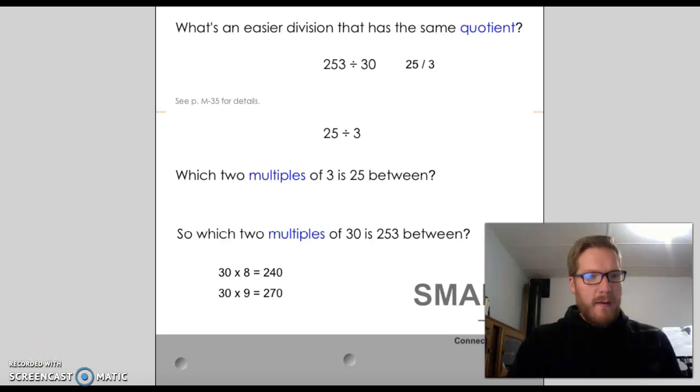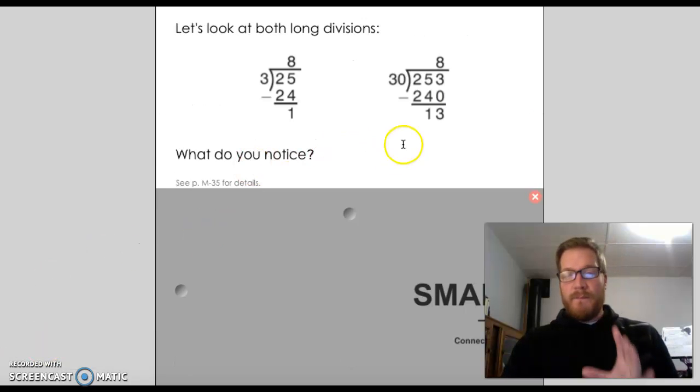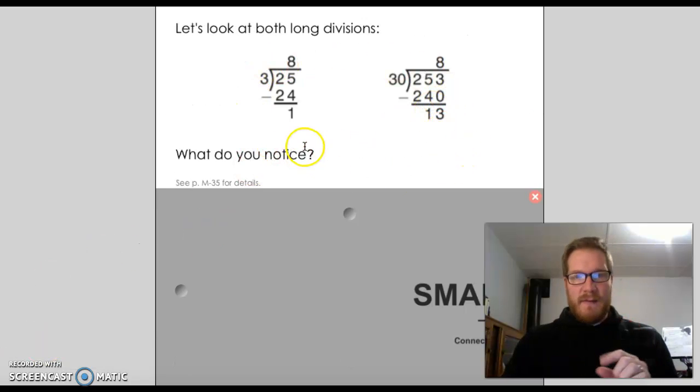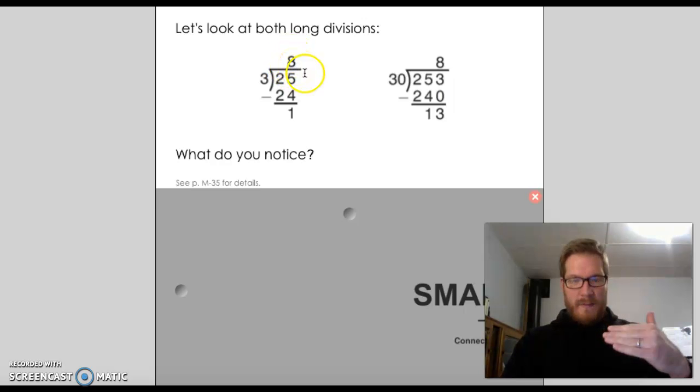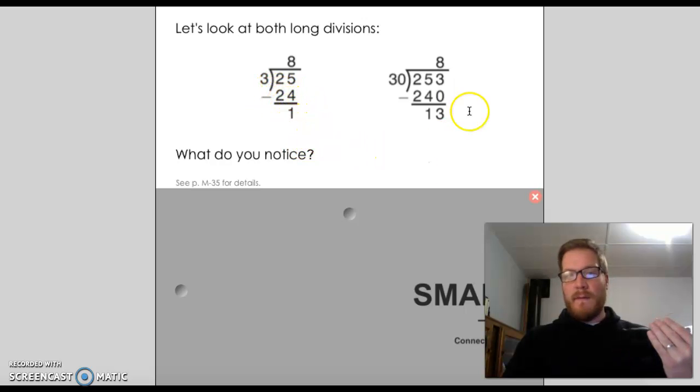Okay, all right. So this is where we actually get into the long division. These are the questions that we just looked at on the last slide. We have 3 into 25. We said 25 was between 8 and 9. We have to go to the lower one. So we say 3 goes into 25 8 times. That 3 times 8 is 24, which leaves 1 left over.